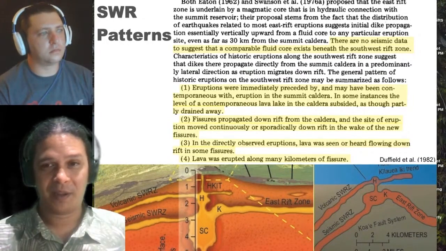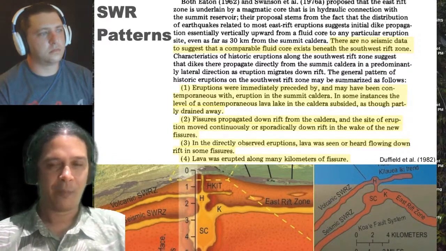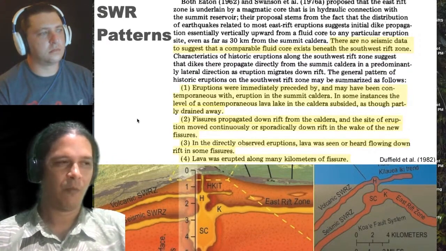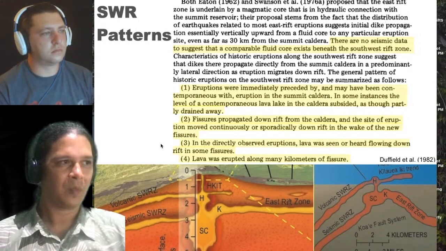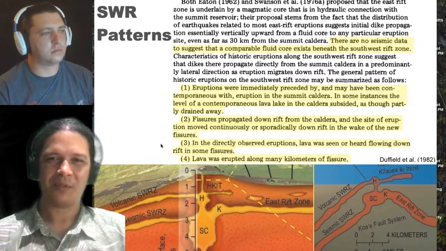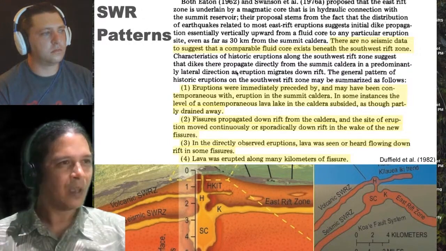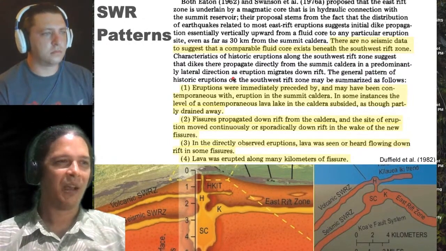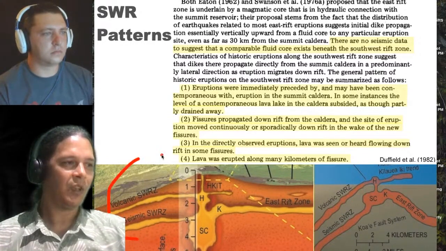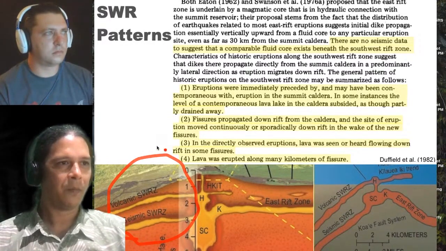Just ideas here, speculation, because we're just trying to pattern match, and that's largely how we try to gain insight on the volcanoes, since we don't have all the lab equipment to analyze chemistry and all the other stuff like that. So no seismic data suggests a comparable fluid core beneath the Southwest Rift. That's one big difference of the rift zones that's worth noting here.